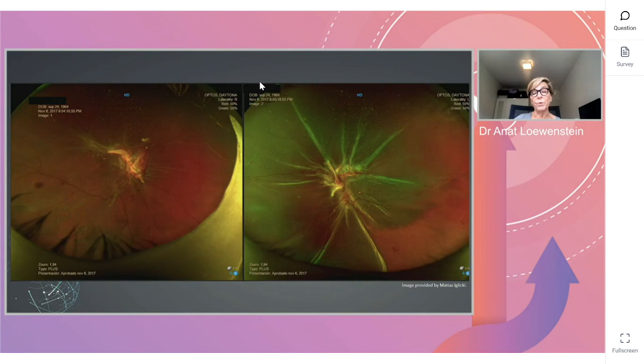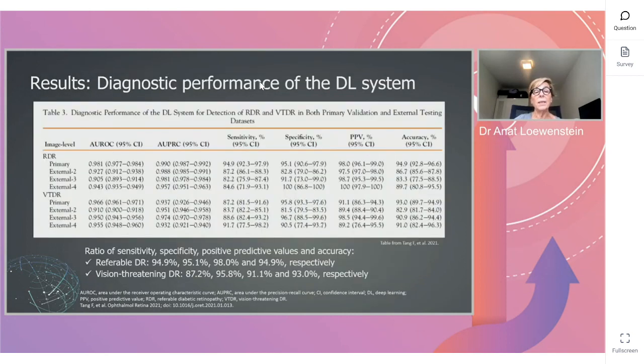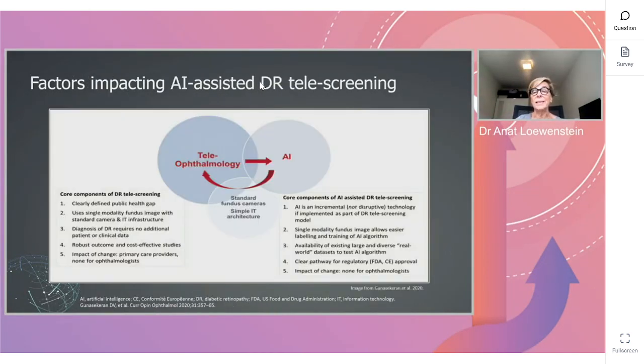These are just some very beautiful example images that can be shown. And as you can see from the area under the receiver operating characteristic curve, the results are excellent with a very good detection rate. The sensitivity, specificity, positive and negative predictive value, and accuracy were very high for everything, for referable diabetic retinopathy and for vision-threatening diabetic retinopathy. It was all around 90 or higher than 90.